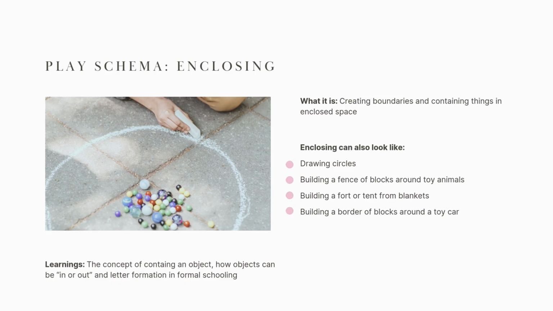And children learn the concept of containing an object, how objects can be in or out, and enclosing actually forms the foundation of letter formation in formal schooling as children learn to connect the lines of letters and finish those lines. For example, when they are creating the letter B, they have to form those circles and finish those half circles and attach it to the line to form the letter.